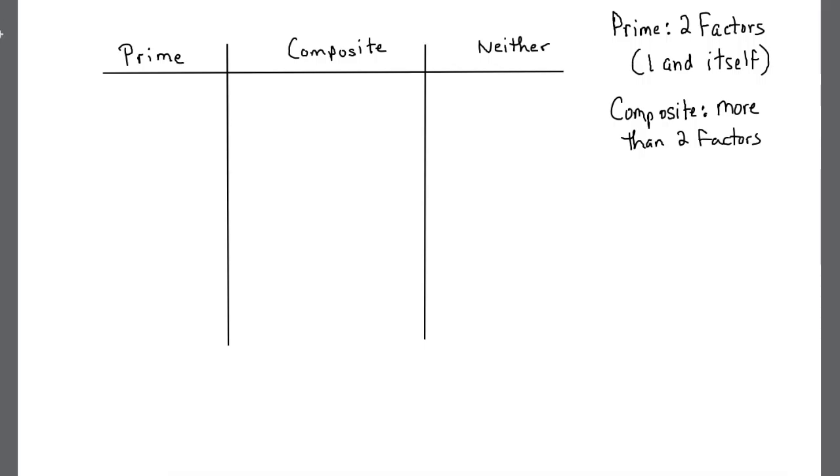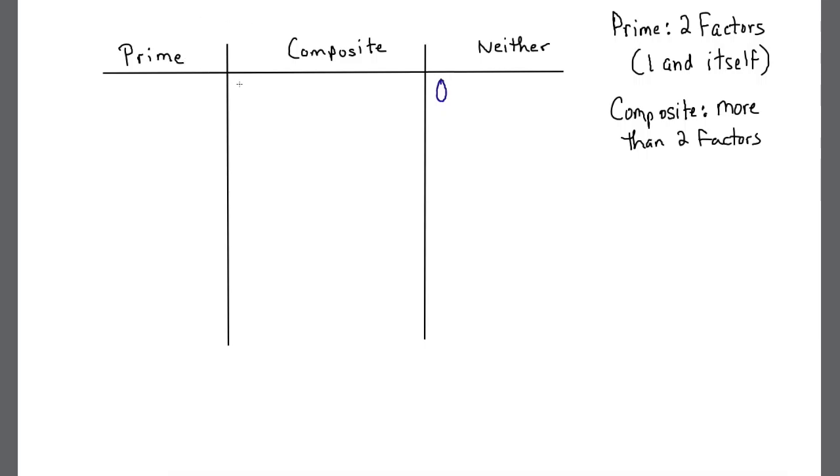So let's get started, and we'll start with 0. And 0 is going to be neither. A lot of times if you look at the definition of prime numbers, it'll say the term natural numbers, and natural numbers start at 1. Sometimes it'll say that prime numbers are whole numbers greater than 1. So we never classify 0 as prime or composite. It's going to be neither.